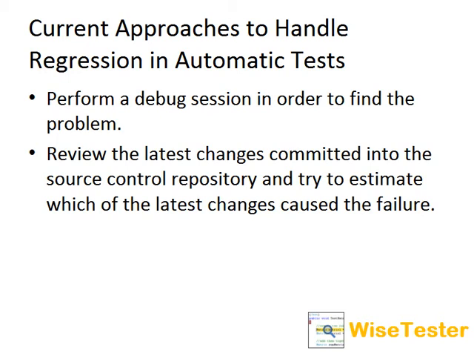Some other approach: there are developers who might try to review the latest changes committed into the source control repository and try to estimate which of the latest changes broke the test, then run the test with and without the change in order to conclude whether it is the one that broke the test. This might save some time, but in many cases will not be suitable. There may be many changes to review between the current build in which the test failed and the last build in which the test passes.